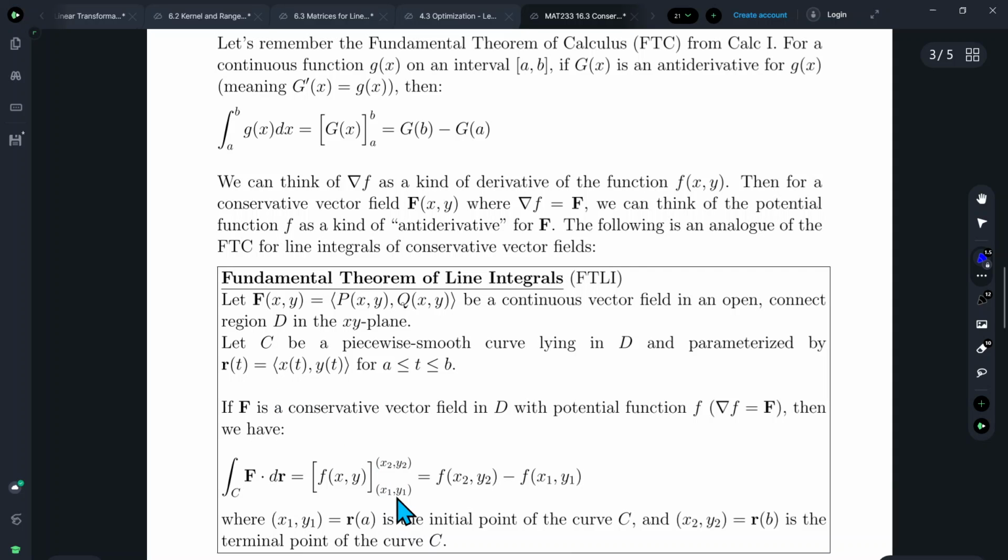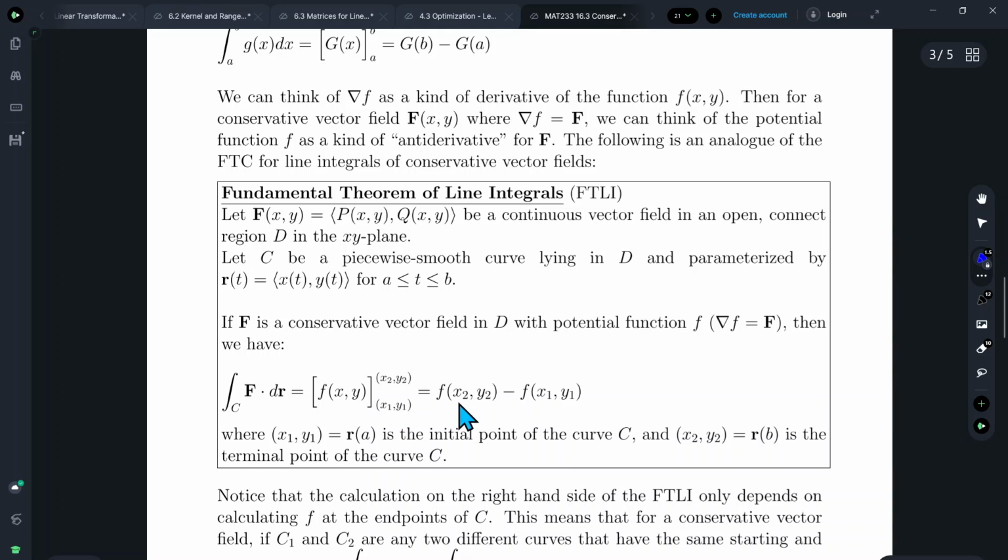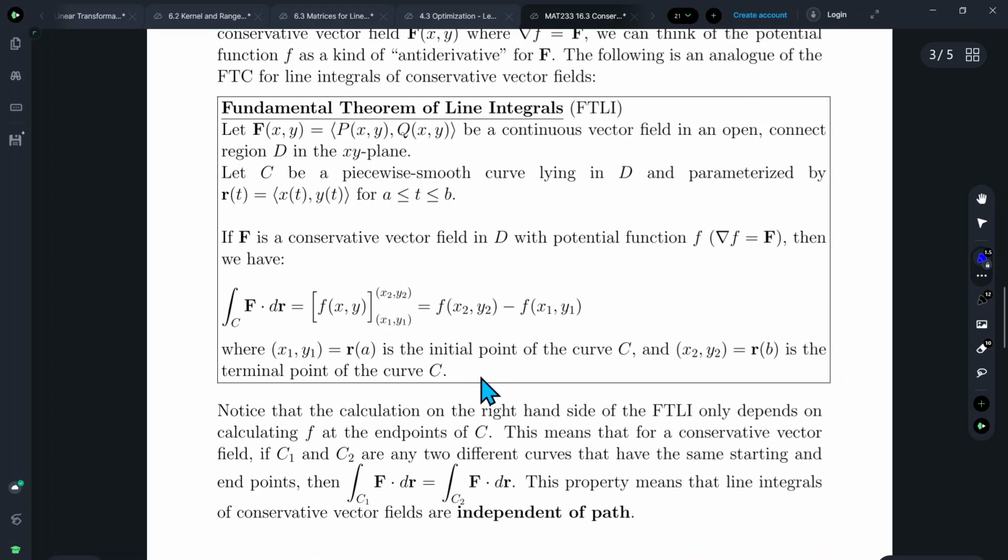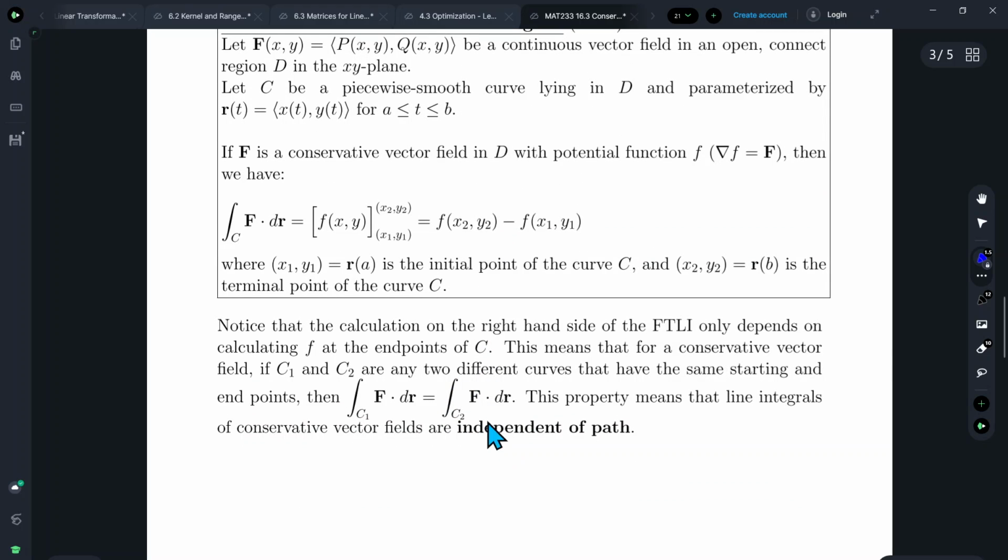So these coordinates x1, y1 and x2, y2 represent the initial point of the curve and the terminal point of the curve. So very similar to the fundamental theorem of calculus, where you evaluate the antiderivative at the two endpoints, for the fundamental theorem of line integrals, we evaluate the potential function at the two endpoints. Okay, so that's the basic idea of the fundamental theorem of line integrals.